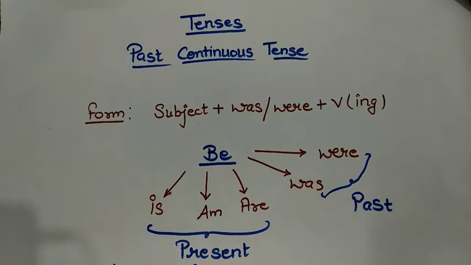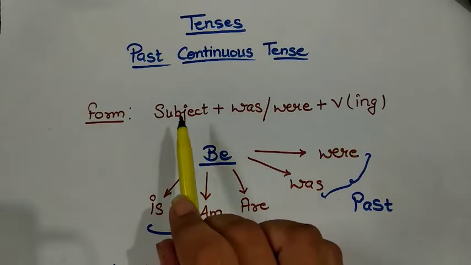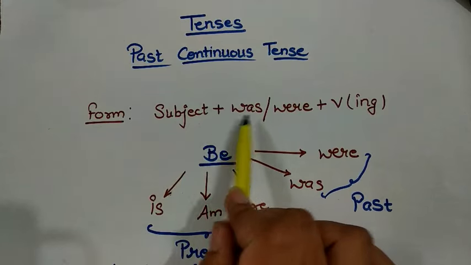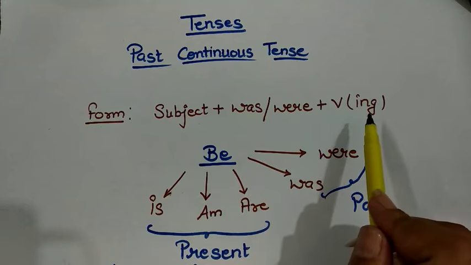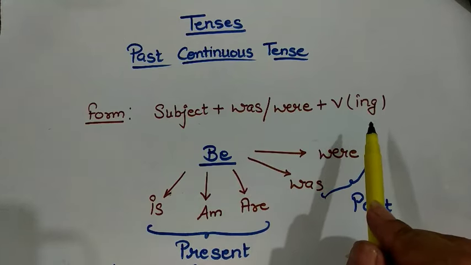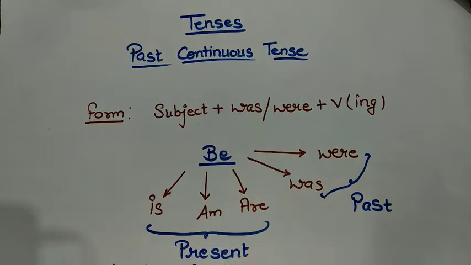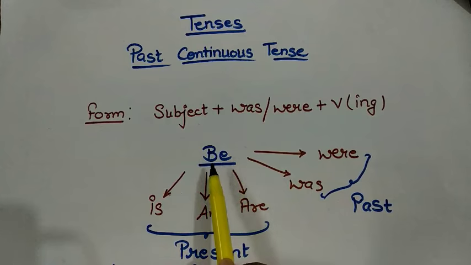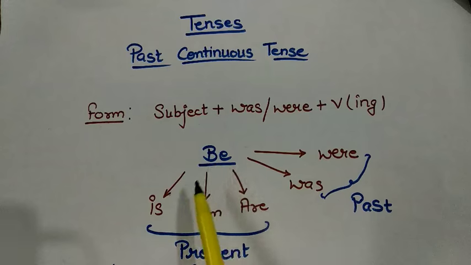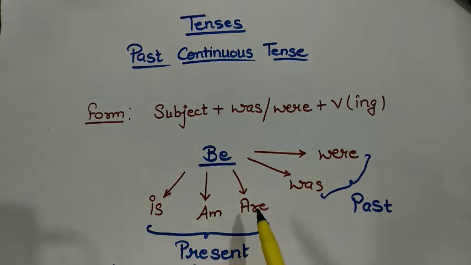In past continuous tense, we use subject plus was/were plus verb with ing form. Now, we use was and were to represent past. Actually, was and were are forms of the verb be. As we use is, am, and are in present form, we use was and were in past form.